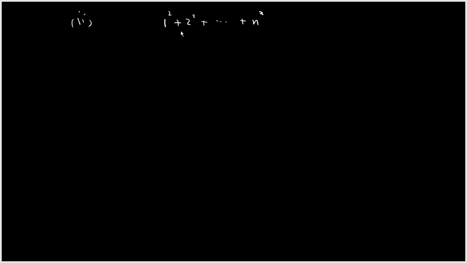Remember the formula. Actually you do not have to memorize. Do I remember this formula? I think I do. On the denominator you have 6. On the numerator you have n times n plus 1, and then times 2n plus 1.